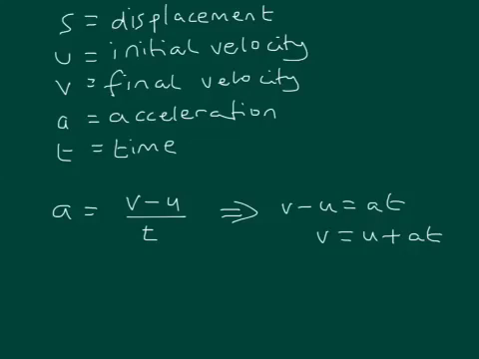What is the distance travelled? The distance travelled, which is S, is the average speed multiplied by the time. Now from those 2 equations we can generate all 5 SUVAT equations. SUVAT, just to remind you, is displacement, initial velocity, final velocity, acceleration, time.